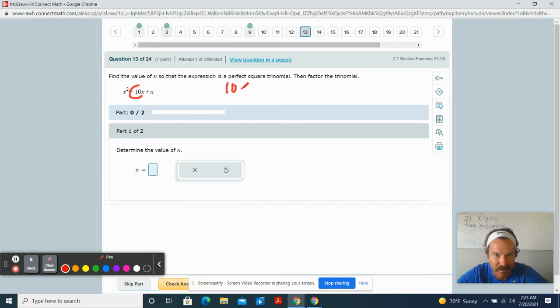You take half of it. That means you divide it by 2. And then you square it. There's 2 steps. You take half of it, and then you square it. Well, take 10 divided by 2, and you get 5. And then if you take 5 and square it, you get 25. That's the number that n has to be. n has to be 25. That's what you put in here.